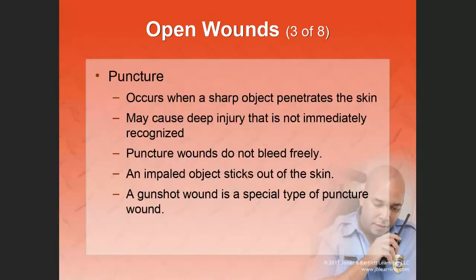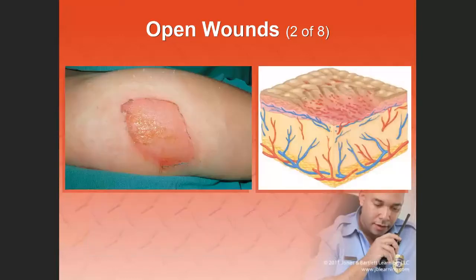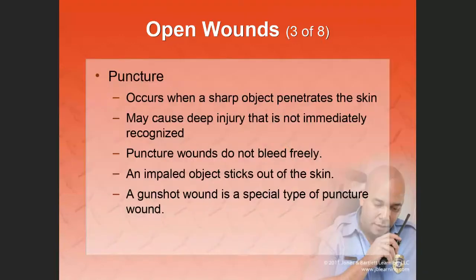Sorry. And we have a picture depicting an abrasion. So that's what an abrasion looks like. Just the top layer of the skin is affected and it results in capillary bleeding. Now, puncture occurs when a sharp object penetrates the skin and may cause deep injury that is not immediately recognized. Puncture wounds do not bleed freely. An impaled object sticks out of the skin.